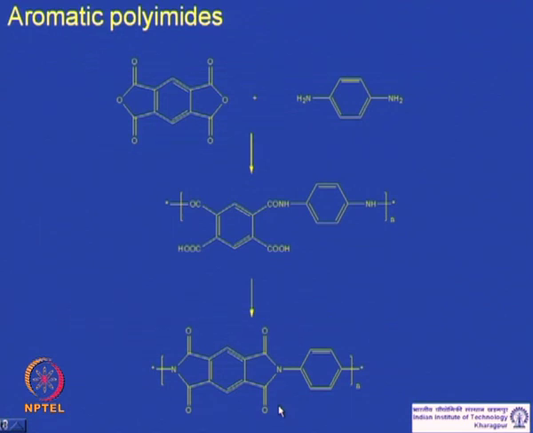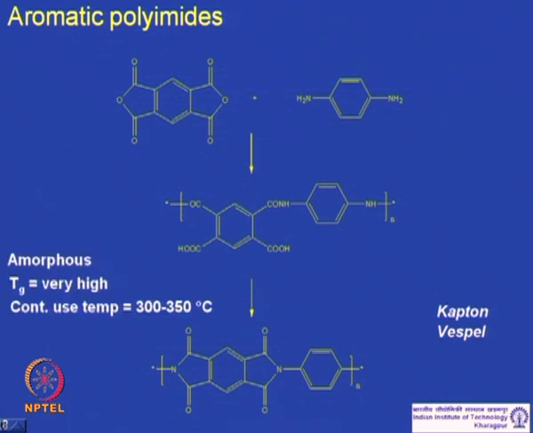They are used for applications requiring very high temperature, and they are known under the trade names of Kapton and Vespel. They are also amorphous, Tg is very high, and their continuous use temperature is 300 to 350 degree centigrade.